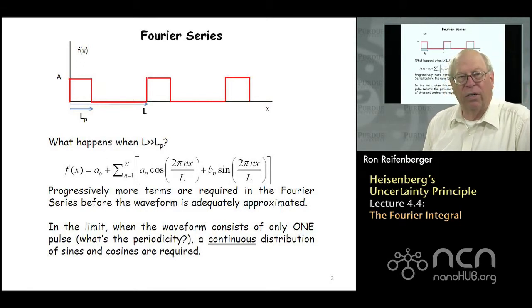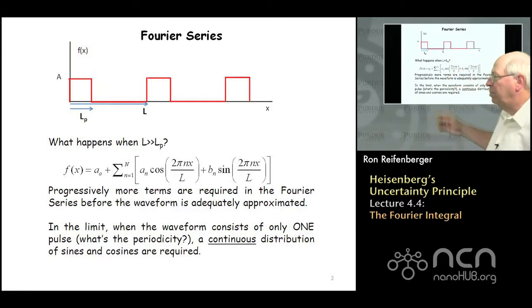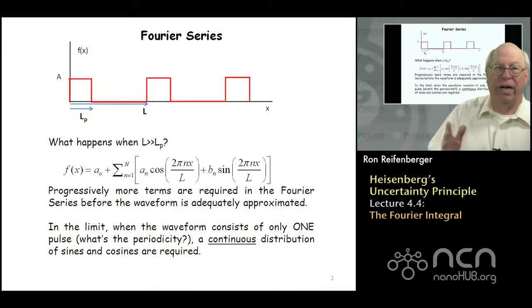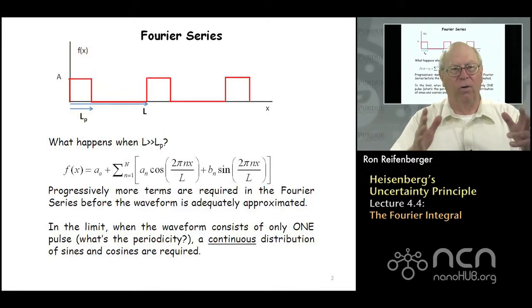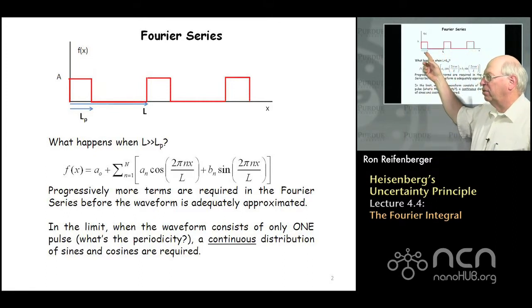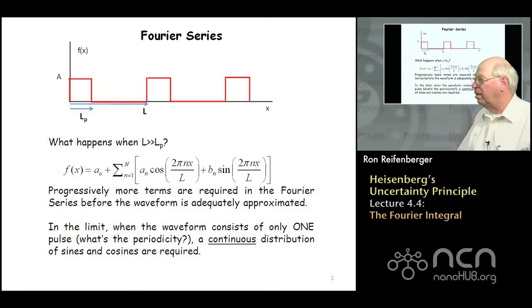So the question we're going to ask, and we're going to answer in this lecture, is what happens if the spacing, the periodicity capital L, gets very large? In other words, what happens if the spacing between these pulses increases, and we're very interested in the limit when there's only just one pulse? If capital L goes to infinity, there's just going to be one pulse located at the origin of the coordinate system here. What are the implications for this Fourier series?